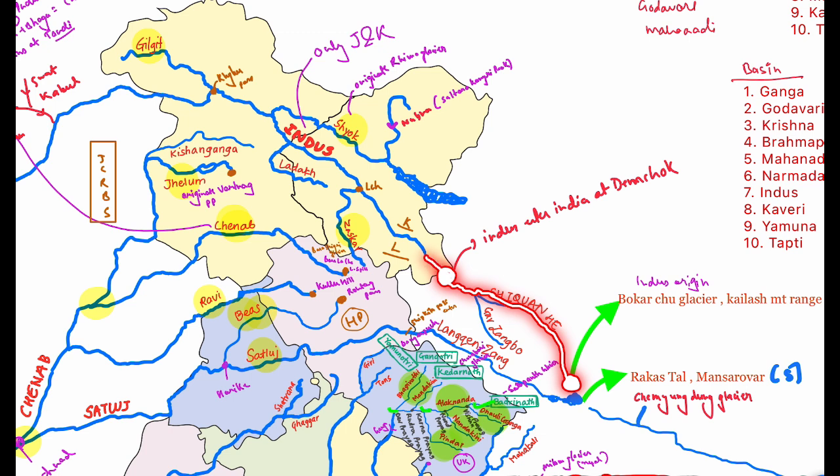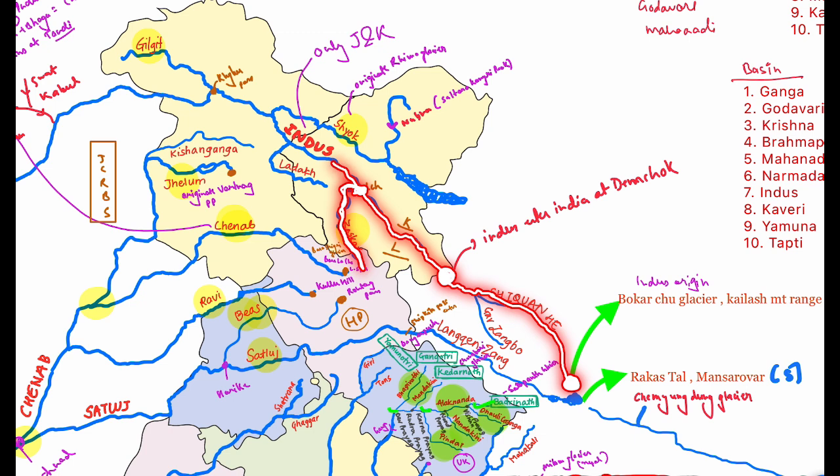It flows through the Karakoram and Ladakh ranges, and then it goes to Leh. In Leh, it is joined by the Zanskar. Zanskar is a left bank tributary of the Indus. We have to remember that.